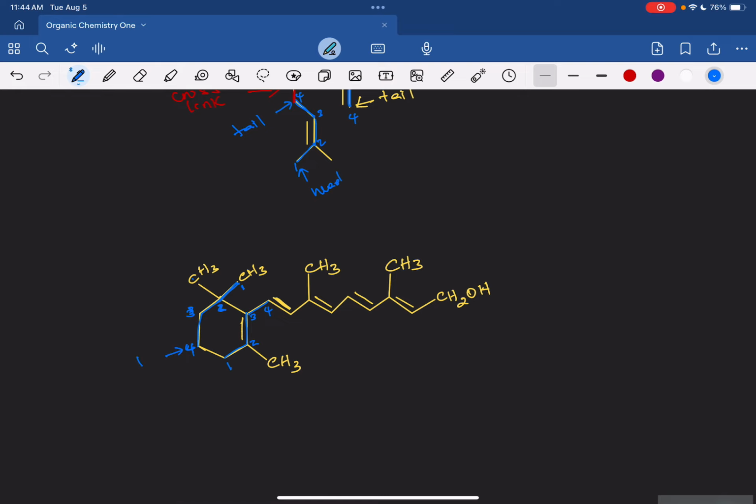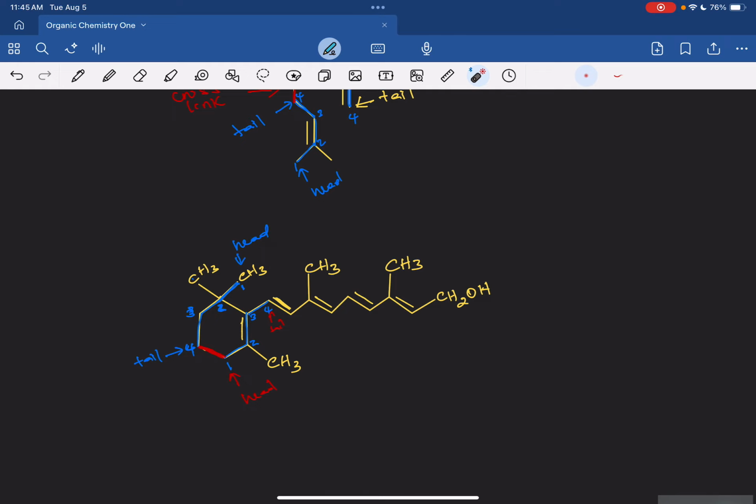This is the tail of this isoprene unit, and this is the head. Carbon 1 is the head, carbon 4 is the tail. If we look at this, this is the head and this is the tail of this one. Here is my cross link. My cross link is right here between carbon 1 and 4, right? So I already have two isoprene units that are connected head to tail, so I can say this is a terpene, but we're not done.